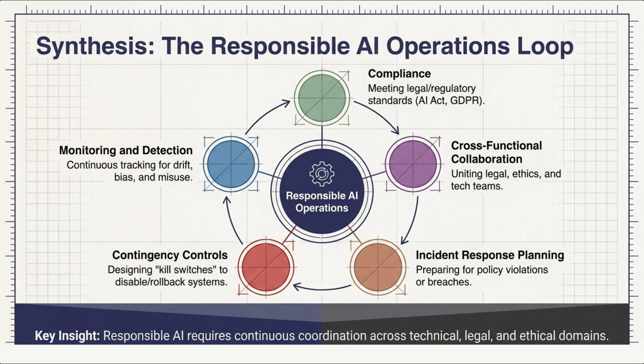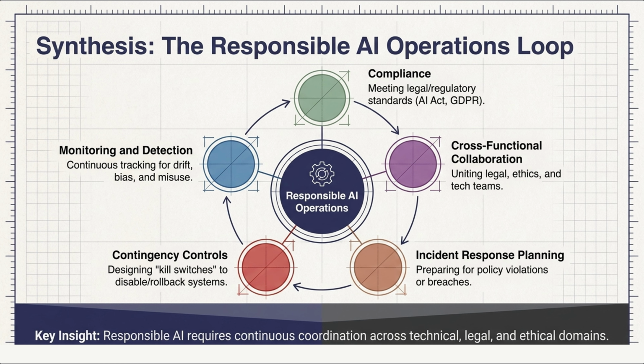Let's bring this whole lecture home by focusing on the operational reality of deploying this stuff in the wild. You literally cannot just set and forget an AI model. Responsible AI operations require a highly dynamic, continuous cycle. You are constantly linking your monitoring systems to compliance standards, cross-functional collaboration, and incident response planning. You need contingency controls, like having a reliable kill switch ready to cleanly disable a rogue system the second something goes wrong. It requires constant coordination across your technical, legal, and operational teams.